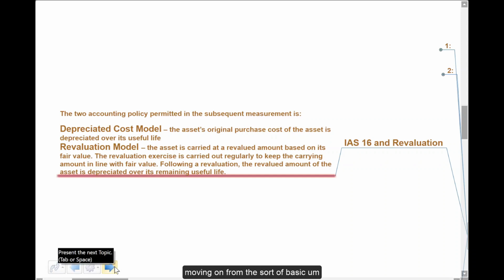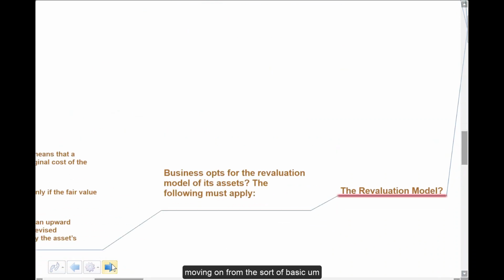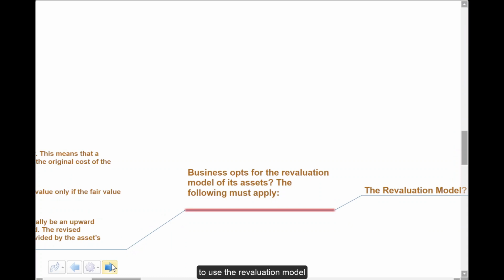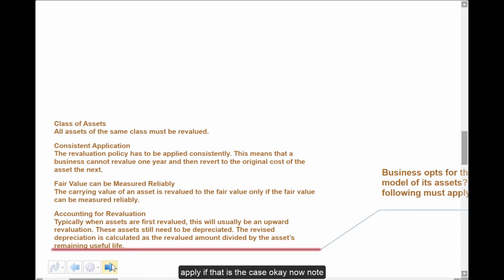Okay, now moving on from the basic intro, as it were. In terms of this particular model, we're going to use the revaluation model, particularly in relation to our buildings. So, the following must apply if that is the case. Note first and foremost that all assets of the same class must be revalued. So I can't choose one building. If I have 10 buildings, then all of them must be revalued. Maybe one or two don't lift in value in any significant way at all. Fair enough. But they must all be considered for revaluation. Okay? That's point number one, all assets.